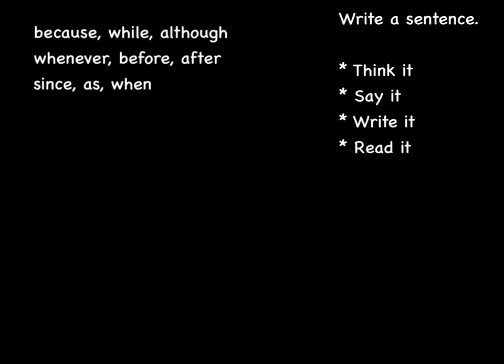Now it's your turn. You're going to need to write a sentence containing one of the words listed as your conjunction: because, while, although, whenever, before, after, since, as, when. Remember to think it, say it, write it, read it. I ask that you really take care when reading it to make sure that you have an independent clause and a dependent clause. And if you're not sure, revise back through this presentation and have a look to see if you are correct. That's the purpose of reading it.